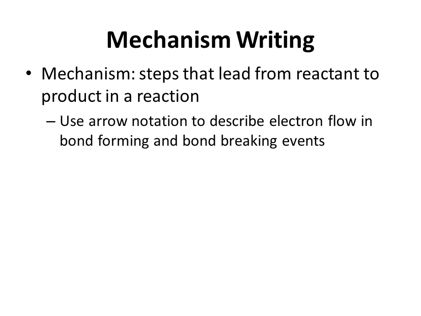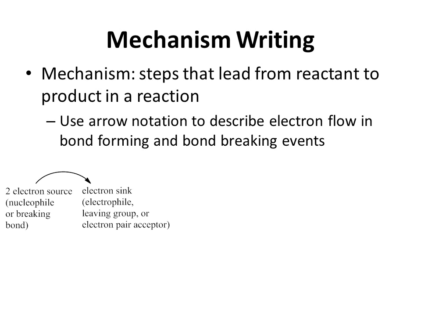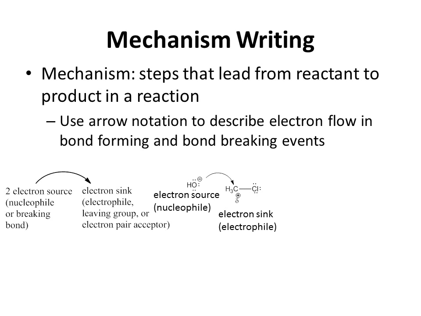The arrow shown below on the left is a 2-electron arrow. There's a 2-electron source, which is a nucleophile or breaking bond, going toward an electron sink, that's the end of the arrow hook, which is an electrophile, leaving group, or a lone pair acceptor. For example, the electron source, our nucleophile, can be hydroxide, and then that arrow goes toward a carbon atom with a partial positive charge. That's the electron sink or electrophile.